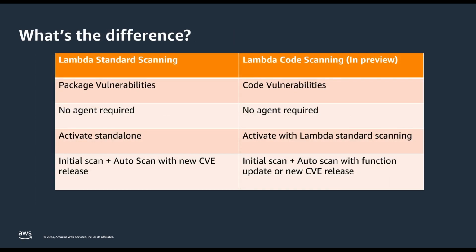Now let's discuss scanning Lambda functions in more detail. There are two types of Lambda scans available, Lambda Standard Scanning and Lambda Code Scanning, which is in preview. So what's the difference between the two? Lambda Standard Scanning is the default. It scans application dependencies within a Lambda function and its layers for any package vulnerabilities. Whereas Lambda Code Scanning can also scan the custom application code for any code vulnerabilities.